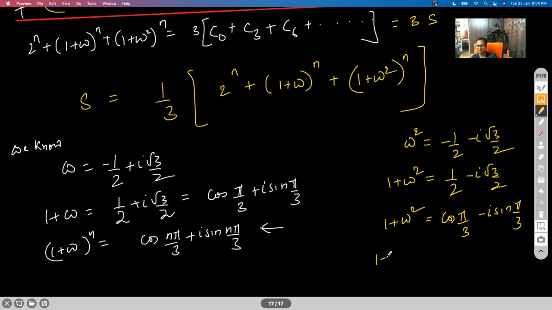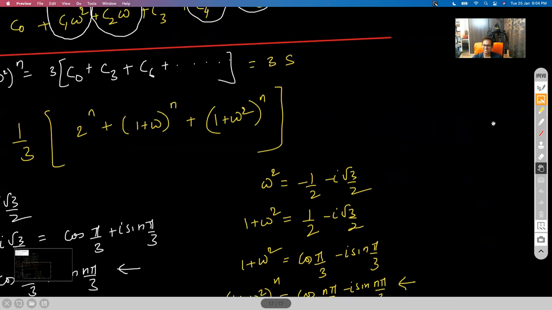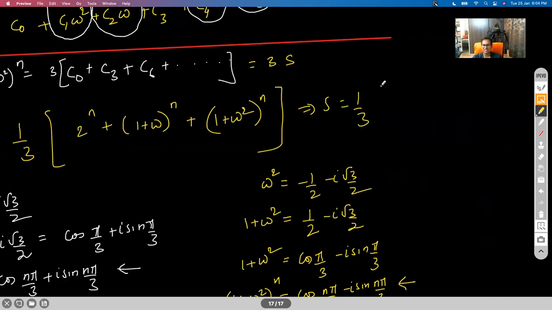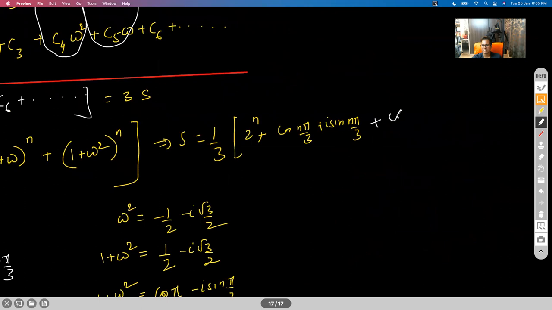So if we raise it to the power of n, can I say by De Moivre's theorem, this is going to become this? Agreed? Any objection to this? No objection? Okay. So if there is no objection, let us use that result over here. So it's 1/3 of 2 to the power n, and this term is cos n pi by 3 plus i sine n pi by 3, and the other term is cos n pi by 3 minus i sine n pi by 3.